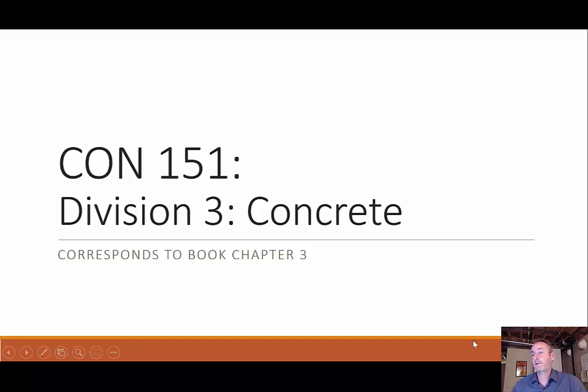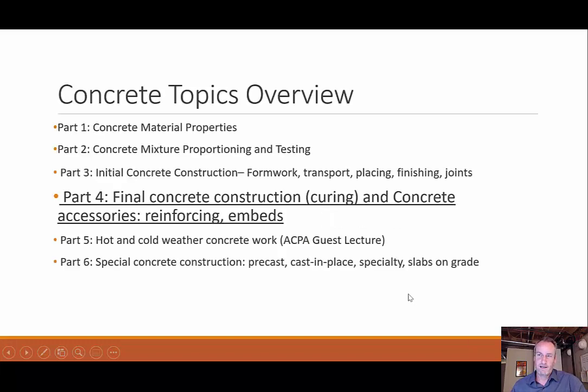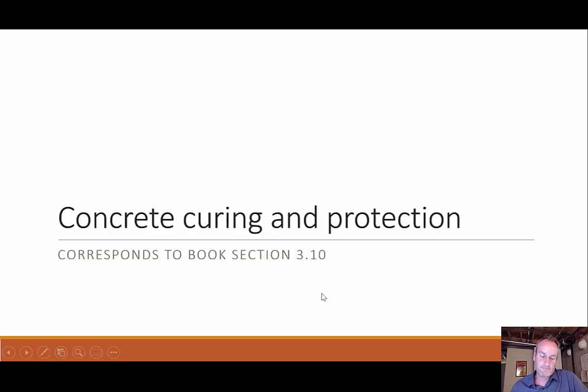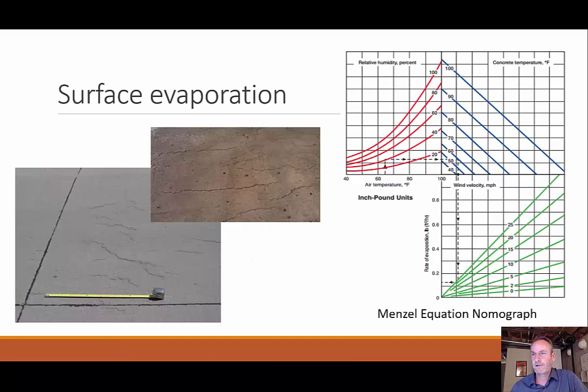Let's continue on with our discussion of concrete. Last time we talked about the formwork, transporting, and placing of the concrete. This time we're going to look at what we can do after it's placed: the curing, the setting up of the concrete, concrete accessories, reinforcing, and embedments. So let's start with the curing of the concrete.